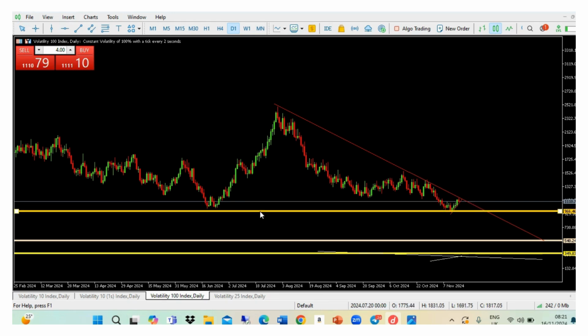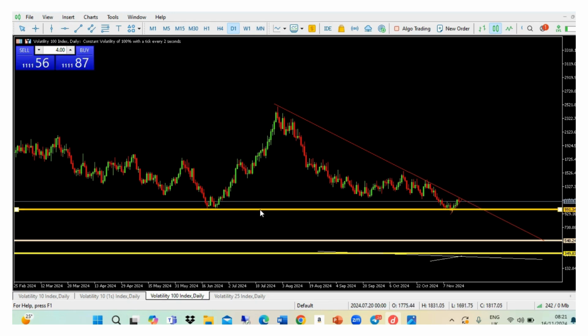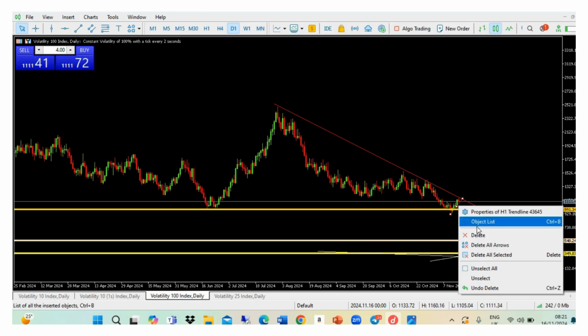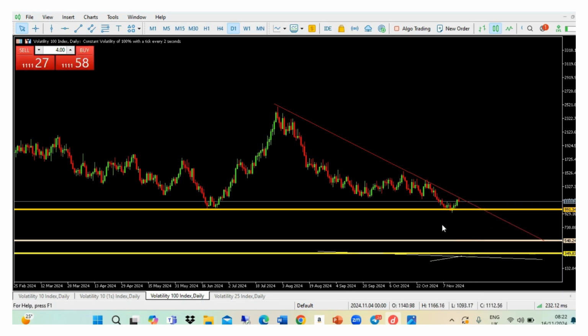All right, so it's clear that this is indeed a zone. A zone is not a straight line, it's a zone. So let me remove this little. All right, so this trend line also is very important.